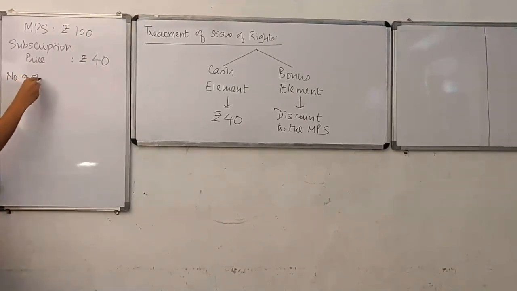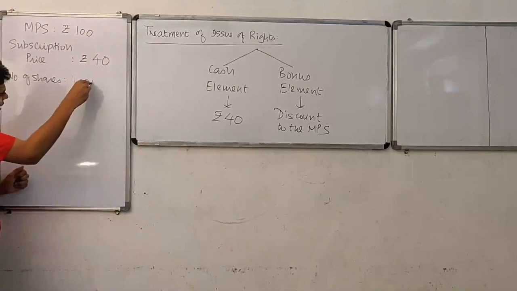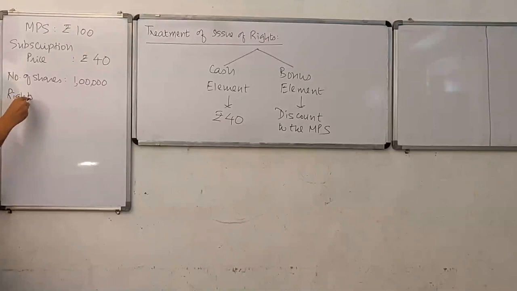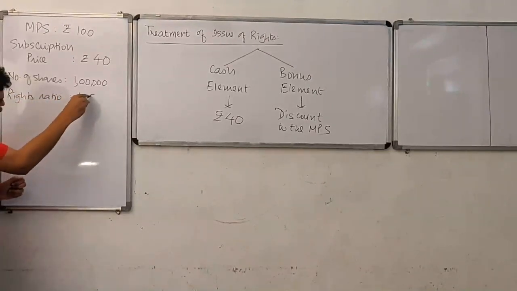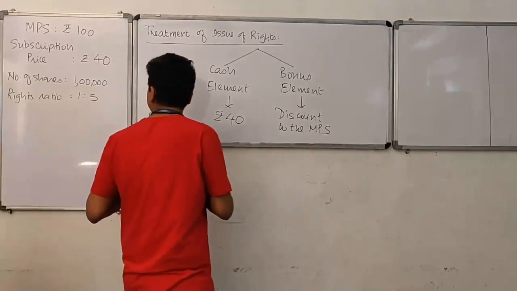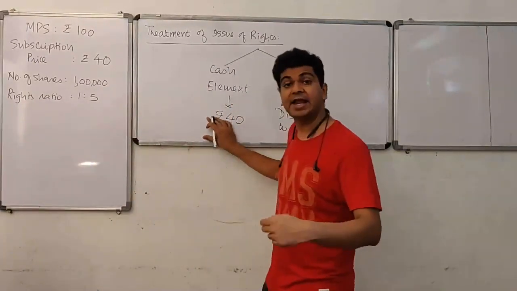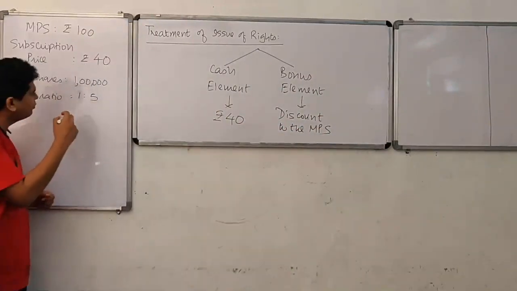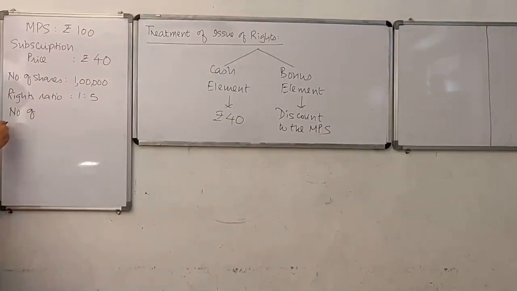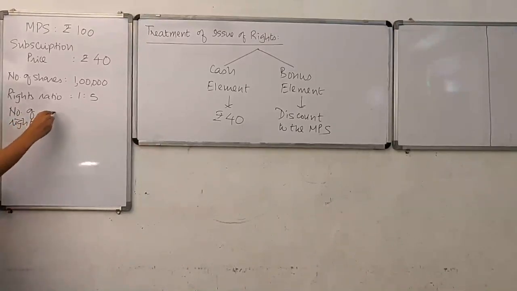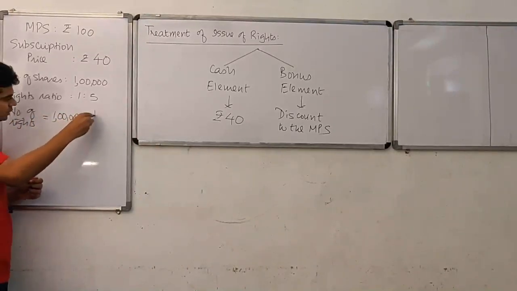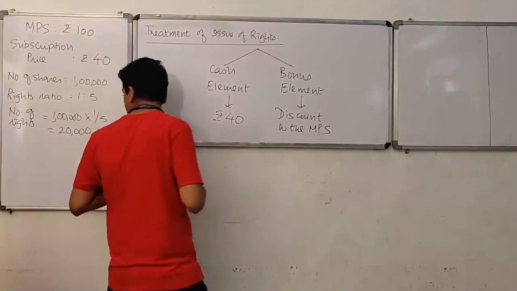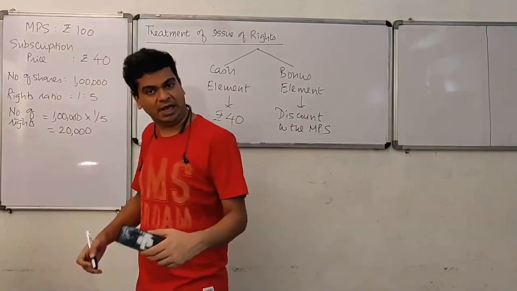Let us say the number of shares right now is 1 lakh, and the rights ratio is 1:5. That means for every 5 shares held by a shareholder, they can apply for 1 rights share. If this is what we are doing, then I will get the number of rights issued. So the number of rights issued will be 1 lakh into 1 by 5, which turns out to be 20,000. So we are going to issue 20,000 rights shares.